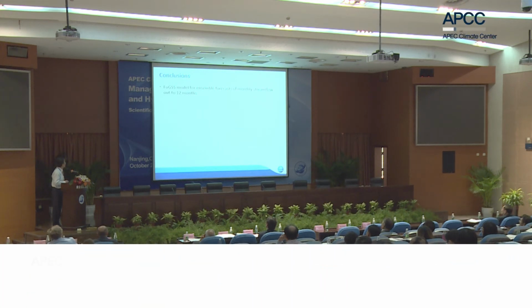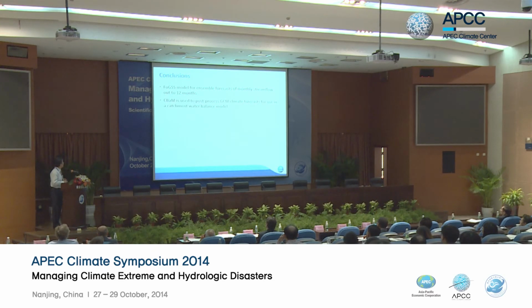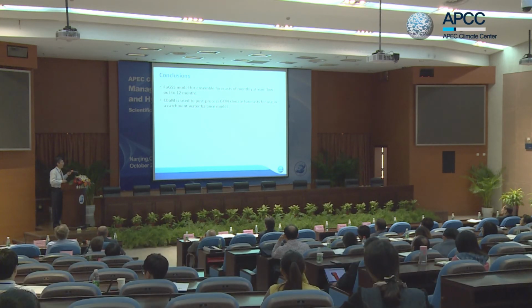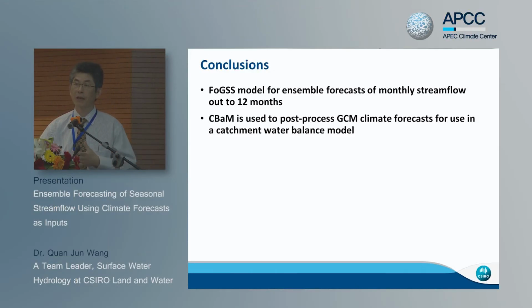Now, in conclusion, the FOGS model for ensemble forecasts of monthly streamflow. We developed this model in the last year or so, and we are still refining it this year. We use the CBaND method to post-process GCM climate forecasts for use in the catchment water balance model. We think the CBaND methodology is reasonably mature. We applied it at catchment scale and at continental scale, for monthly and seasonal, for short lead time and longer lead time, and we applied it to Australia and to China. And just last week, we were working on a proposal with the NOAA Climate Prediction Center, setting up a project to evaluate the application of the CBaND method in the US.